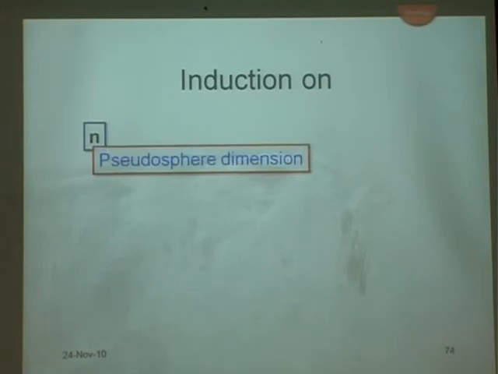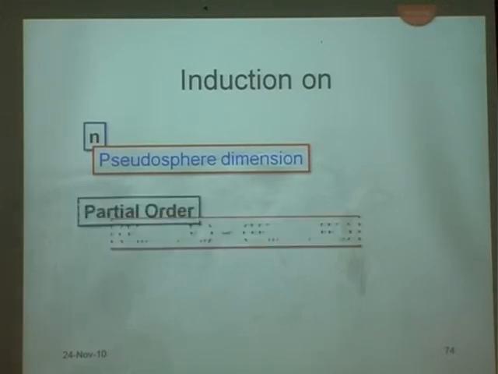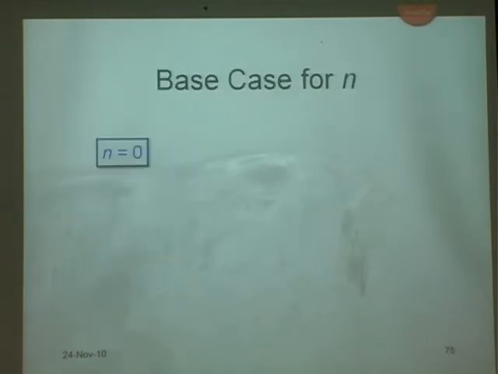How do we do this? Well, we go over the proof that I gave you that pseudospheres are n-connected, and we do it again except we apply P to everything. I'm going to do this at a high level because it's basically the same argument. So we induct on pseudosphere dimension and partial order, just as before.